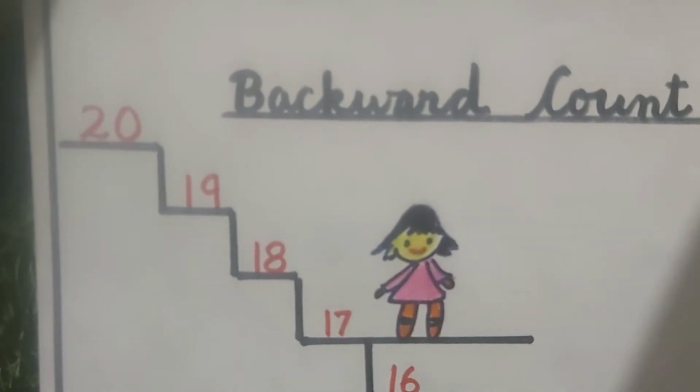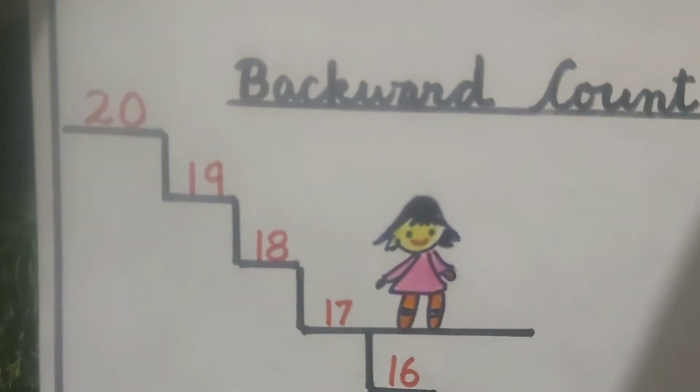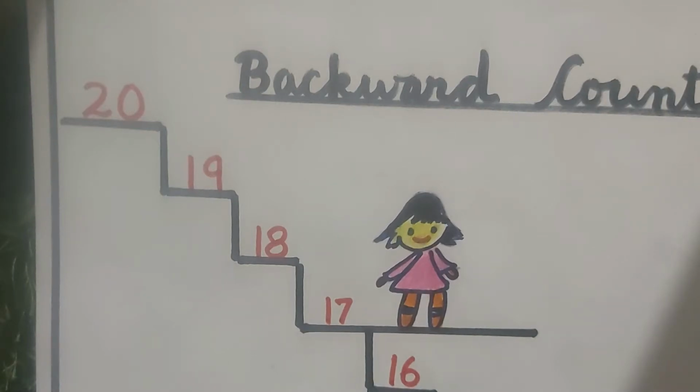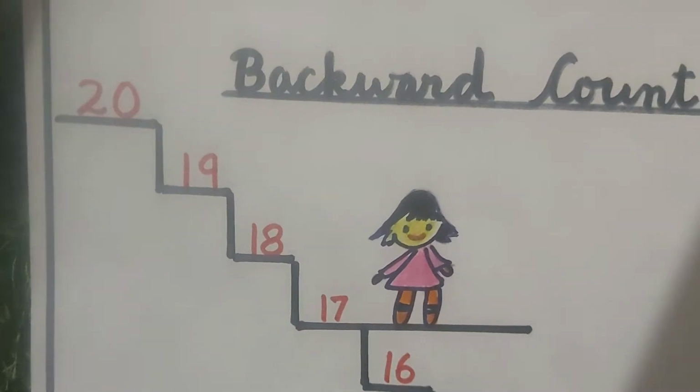In the live class, I had revised backward count with you. We had done backward count from 10 to 1, 20 to 10. Now we had written in the copy 10 to 1. But now in this video, I am going to tell you backward count from 20 to 10, and this you will write in your copy.